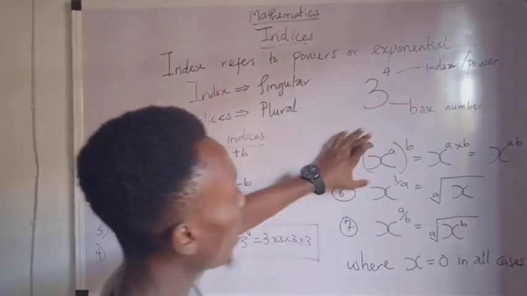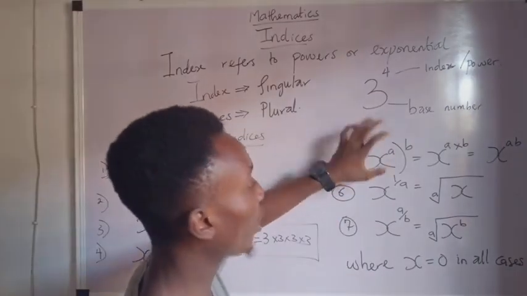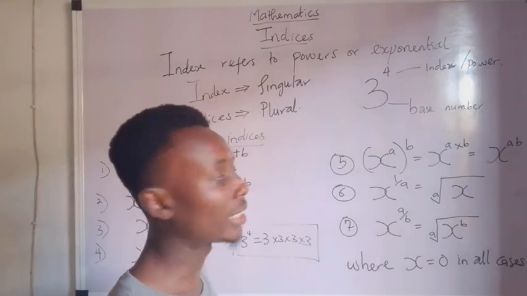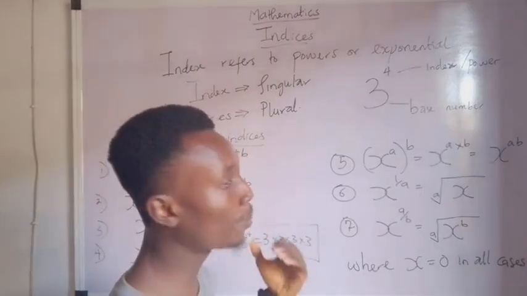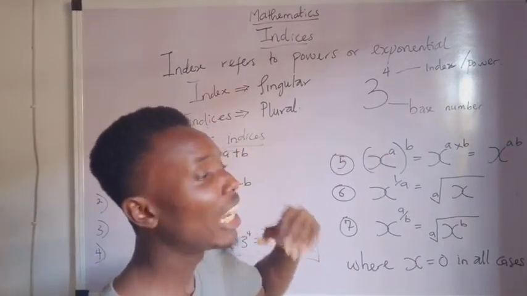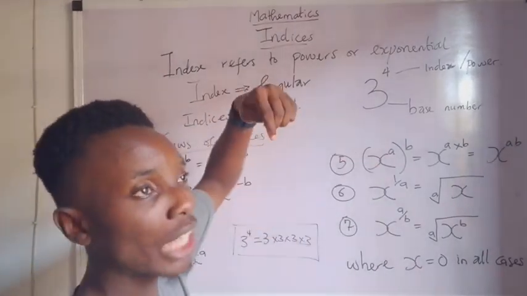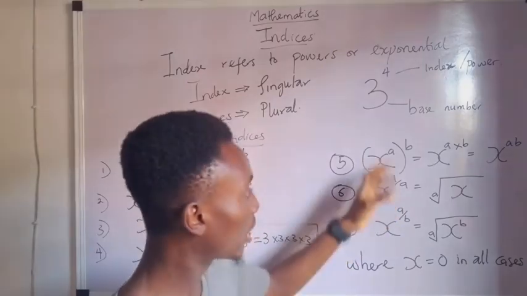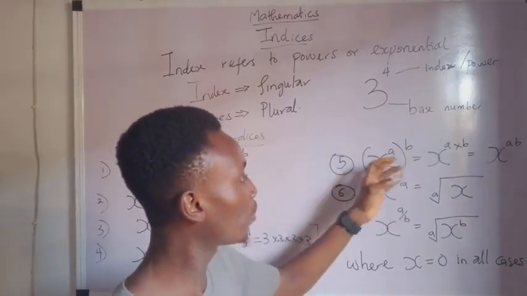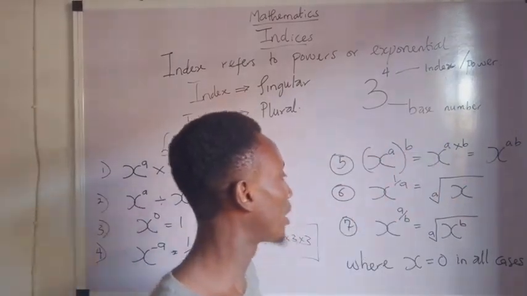And then you have powers that are separated by brackets like this. So you have a value with power in a bracket, and then all raised to power another value with another power. What do you do? Simply multiply the what? The powers. You simply multiply the powers and you get your answer.